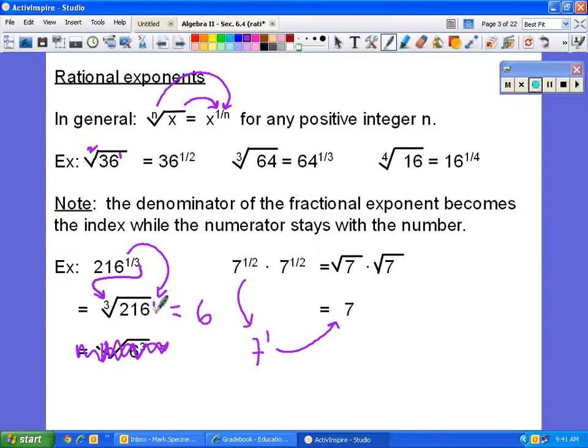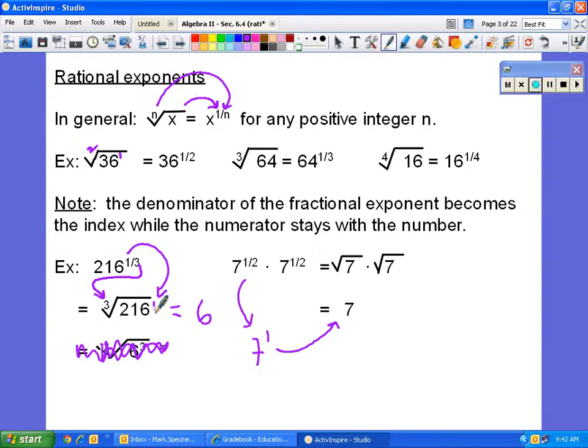Same thing if we're multiplying. If I have 7 to the 1/2 power, and I want to multiply it by 7 to the 1/2 power, I can convert those to radicals. Well, anything to the 1/2 power is the square root. That's a good thing to remember. It will come in handy. It will save you some time. Anything to the 1/2 power is the square root.